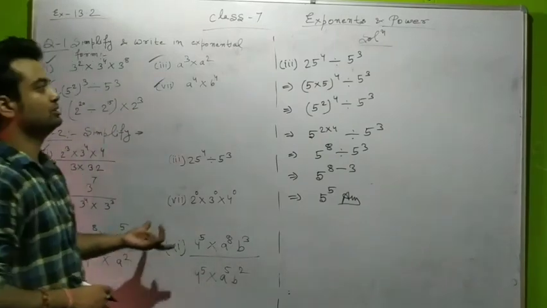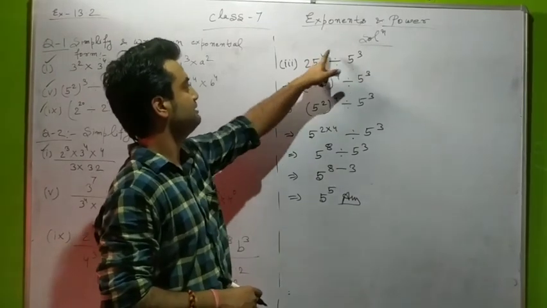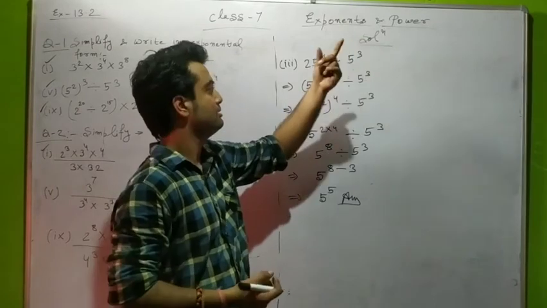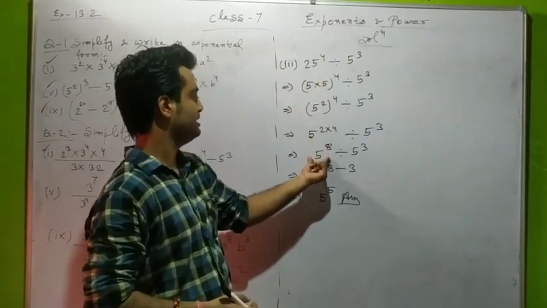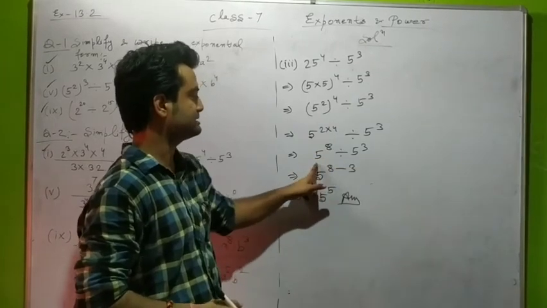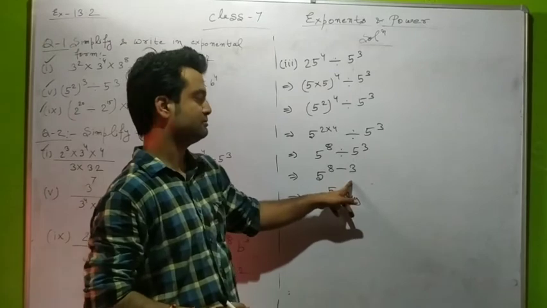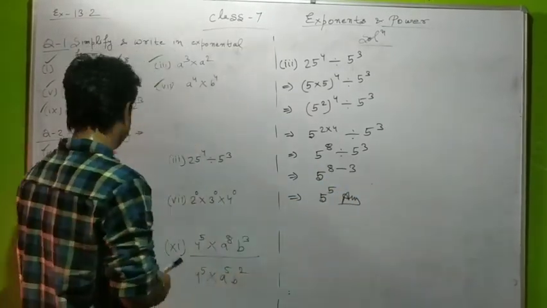Hope you have understood all the steps. Firstly, what we did in this question is that it was 25 raised to the power 4, divided by 5 cube. For combining, we must have the same base. So all the steps we have done till here are only to get the same base, and when we got the same base, we combined them and simplified. Let's come to the fifth question.